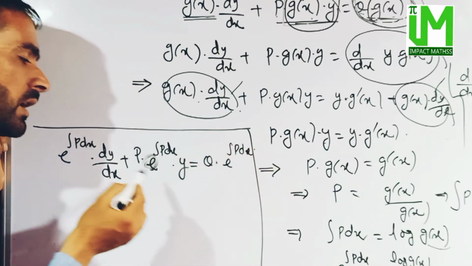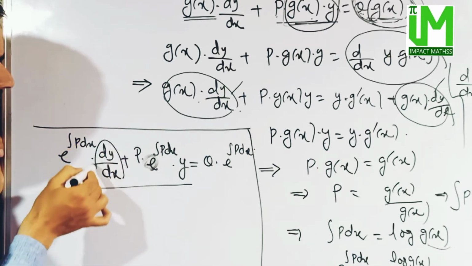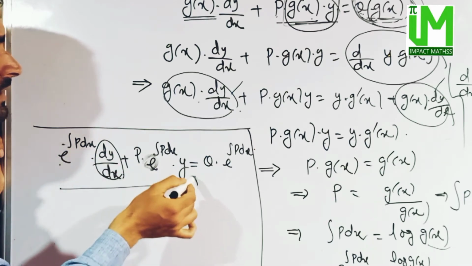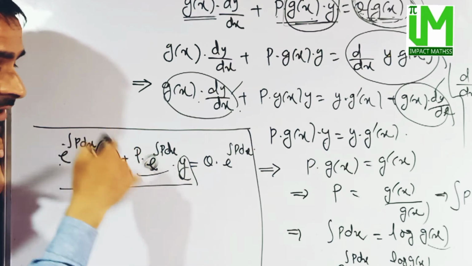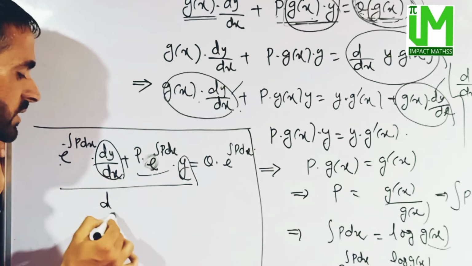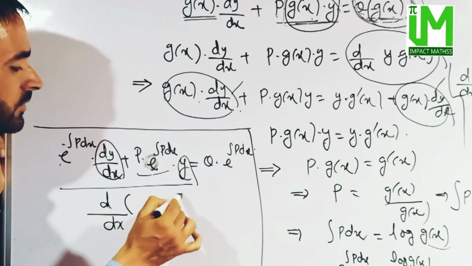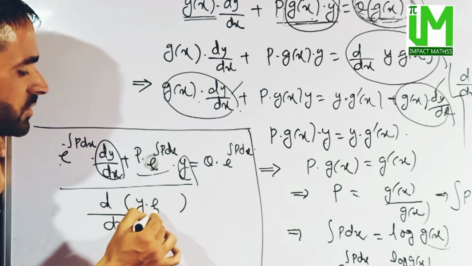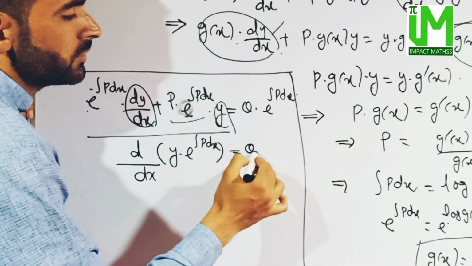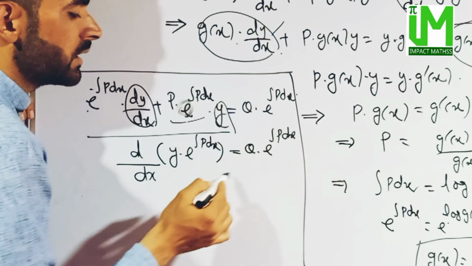If you check the right hand side, we have dy by dx, so it is e to the power integration of p dx, and then here we have y as it is, so we have p into e to the power integration of p dx. So this means the left hand side we have can be obtained as the differentiation of y into e to the power integration of p dx is equal to q into e to the power integration of p dx.